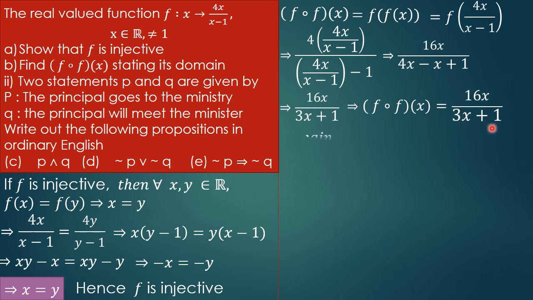Then our domain is simply the set of all real numbers that are different from negative 1/3, because if we say 3x plus 1 is not equal to 0 and we solve, we are going to have x not equal to negative 1/3. That therefore implies the function is going to take all values of x excluding negative 1/3. Great. So friends, that's the domain of our function: all real numbers except negative 1/3.